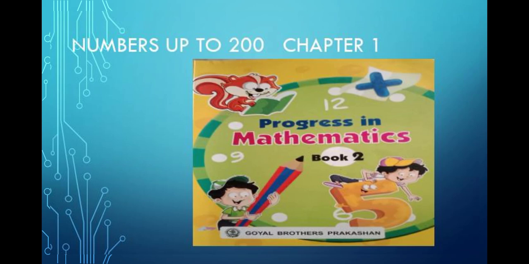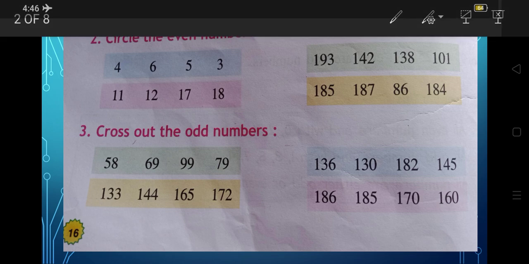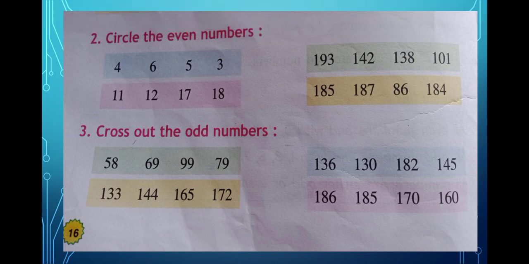We are continuing with the same chapter, numbers up to 200. Today we will complete this chapter, and this Saturday you are going to have a Maths online test on this chapter. So in our next class I am going to give you a quick revision on the chapter. Yesterday we learned about even and odd numbers, so today we are going to do a few sums on that.